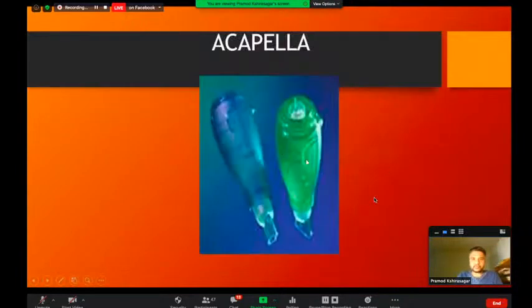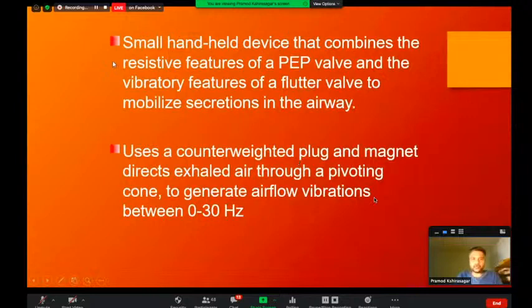So this is the a cappella, which has the feature of PEP and the vibratory feature of flutter. So it's like a two-in-one, and it comes in two variants, green and blue, according to the resistance offered. It's a small handheld device that combines the resistive feature of the PEP valve and the vibratory feature of the flutter valve to mobilize the secretions in the airway.